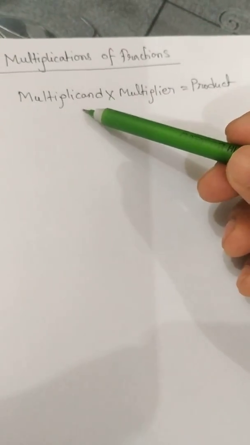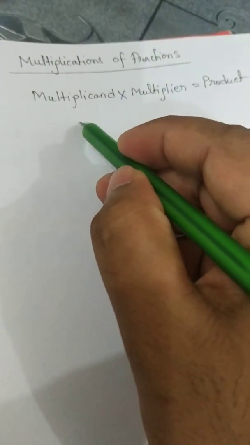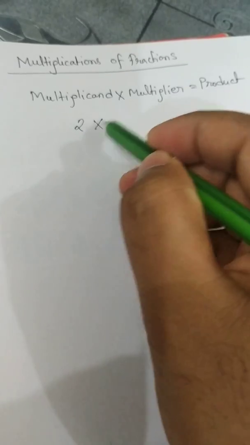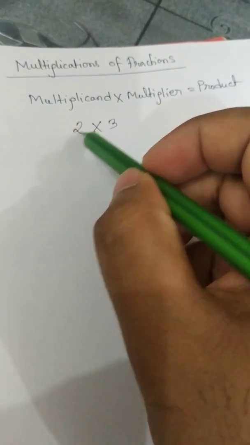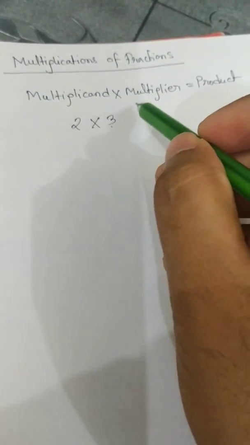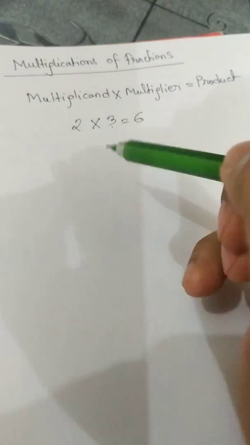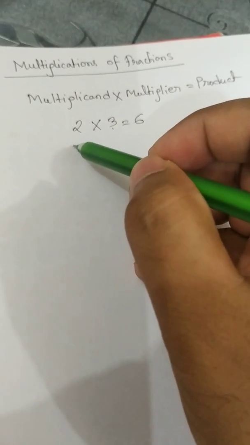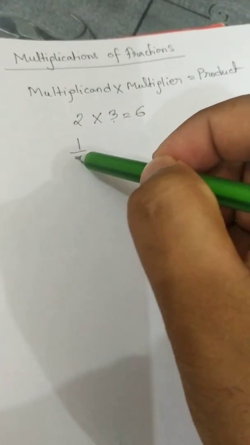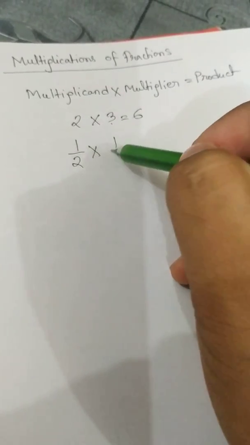So multiplicand, if you multiply multiplicand and multiplier, we will get a product. That means, for example, let's say we multiply two numbers. If we multiply 2 by 3, so the multiplier over here is 3, we get what? 6. So similarly, in the case of fractions as well, we will see different types of multiplication.